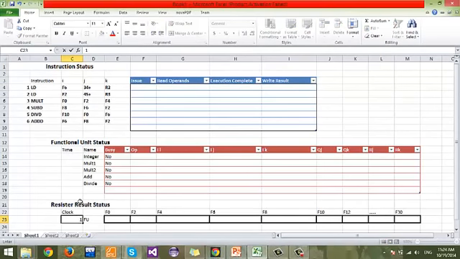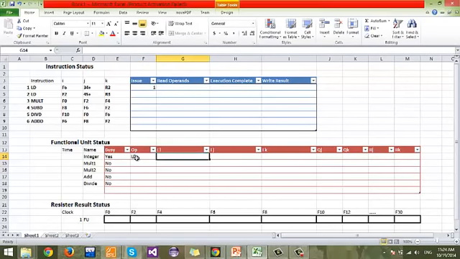What will happen in this clock cycle? What will happen in the instruction status? The first instruction, load, will be issued in clock cycle 1. Okay, fine. And what will happen to functional unit status? Load is an integer type instruction. So integer will become busy. What's the opcode? It's load.